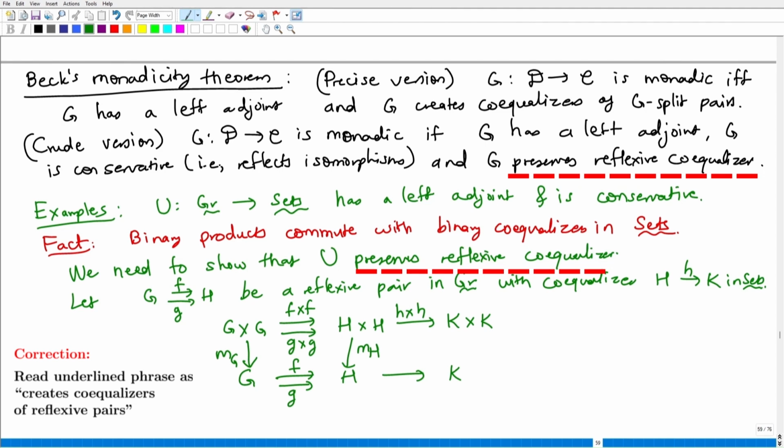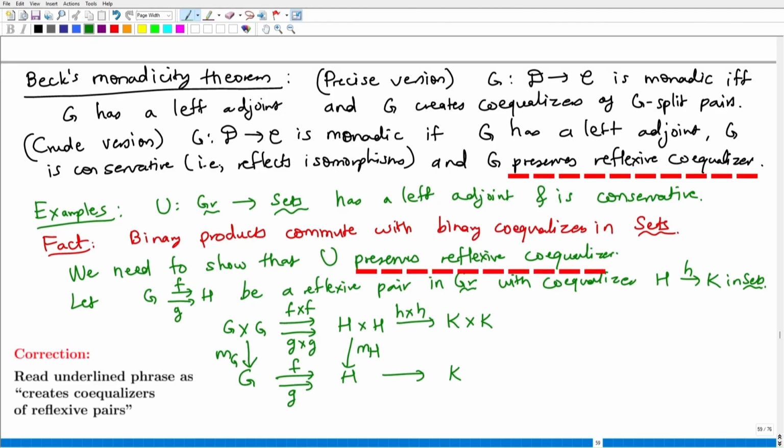Okay. Does this rectangle commute? There are two rectangles here. Do they commute? M_H composed with F cross F is F composed with M_G. That's true because M_H and M_G are group operations and F is a group homomorphism. So it commutes, similarly with G. Now use that fact and you can observe that there will be an induced map over here. It will be the factorization through the coequalizer.